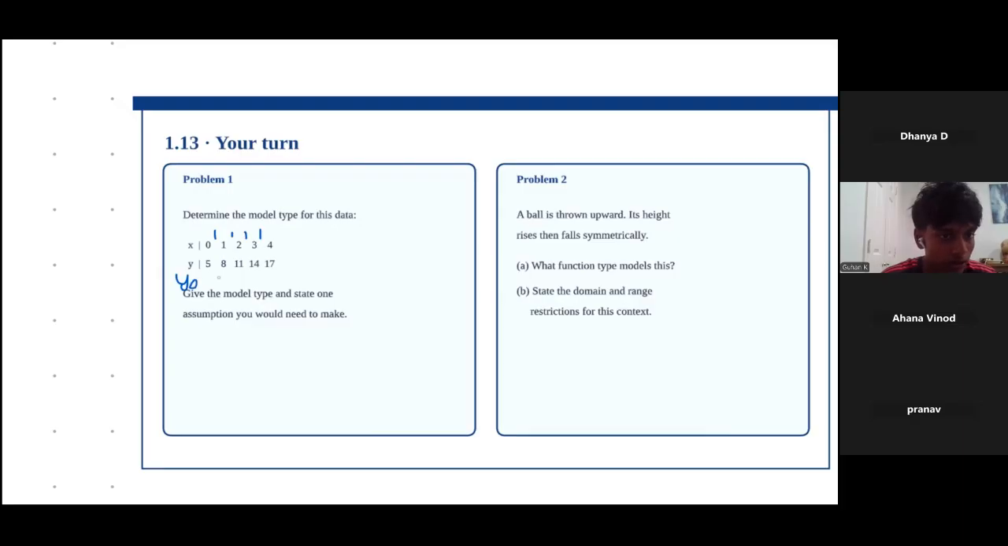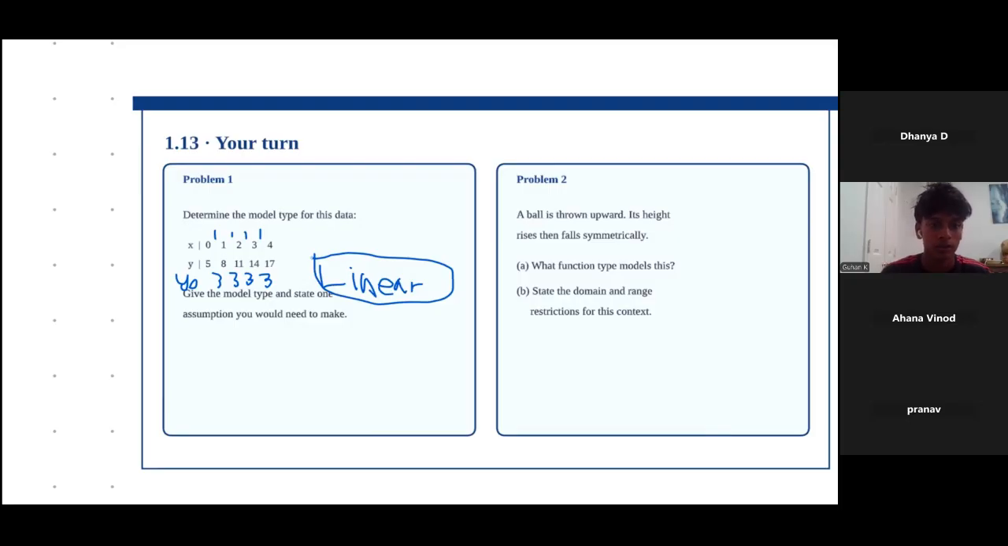So 8 minus 5 is 3, 11 minus 8 is 3, 14 minus 11 is 3, 17 minus 14 is also 3. So therefore, the first differences are all completely equal. So therefore, the graph is going to be linear. Linear. And one assumption that you would need to make technically is that if this graph were to continue, we have to assume that it follows the same pattern.